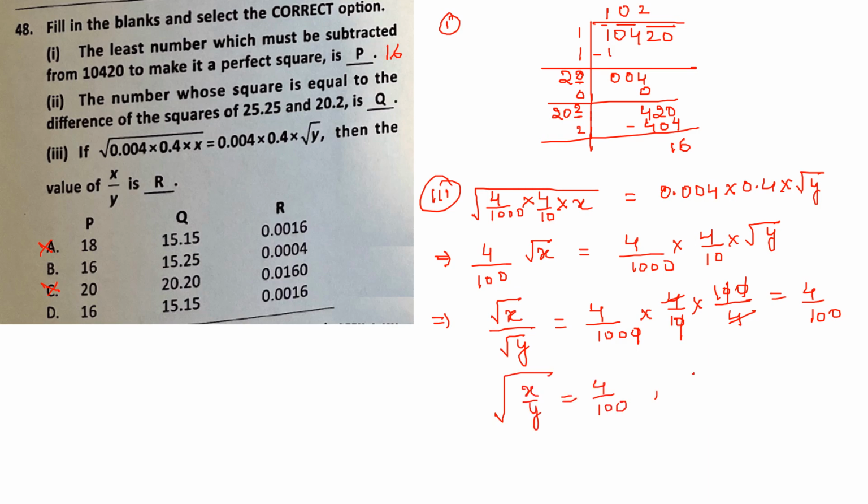So the opposite of square root is square. You have to find the value of x by y. So square on both sides. So x by y will be 4 by 100 whole square, which will give me 16 by 10,000. And 16 by 10,000, if you convert in decimal, it will be 0.0016. So from here I can say the correct option is option D. So no need to solve the second one. Without solving that also I am getting my answer. Okay, so this is the answer.